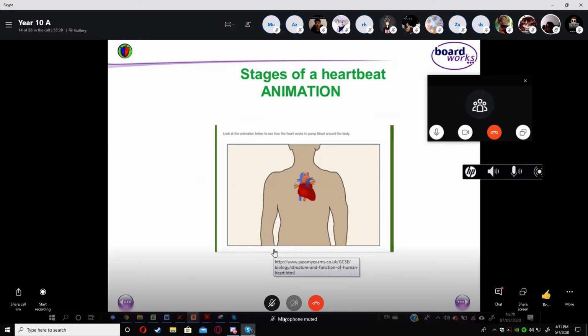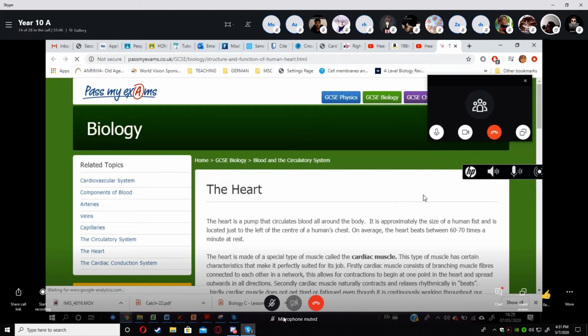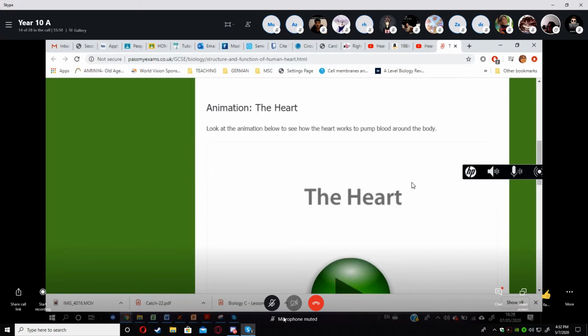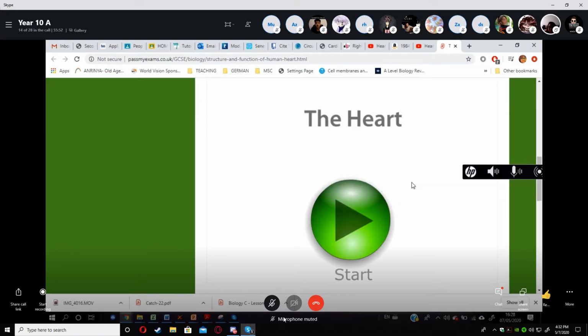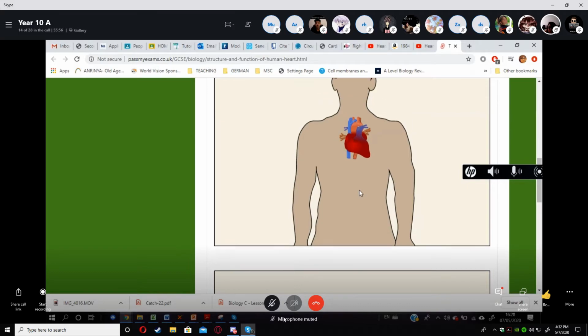Stages of heartbeat animation. Whatever we've learned so far, this is a very, very good website. You can go through this. This is for A levels, but you can use it for yourself for IGCSEs as well.